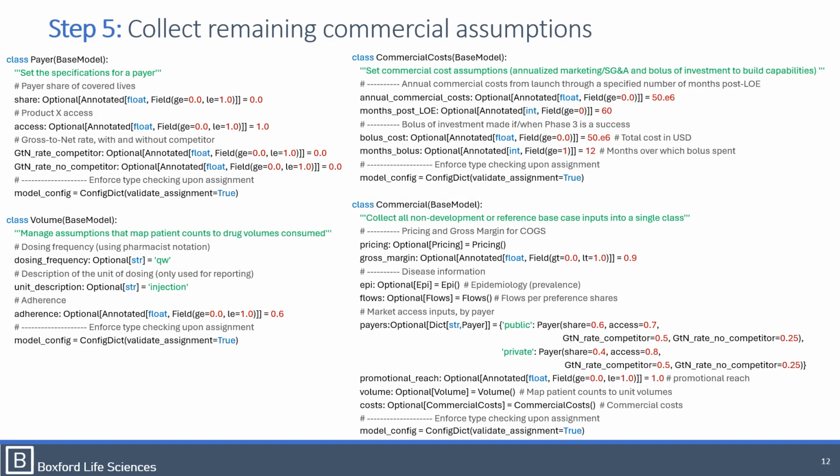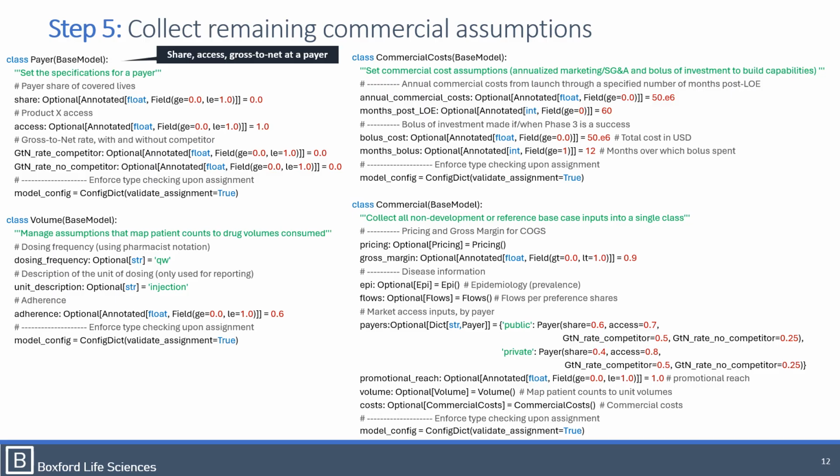We then set the remaining commercial assumptions for each payer, public and private. We're going to have an instance of this payer class that's going to say what share of overall covered lives in the segment that payer represents. Here we just have dummy values. The access level, which is something that we could change by stock. Here we only have a single stock.